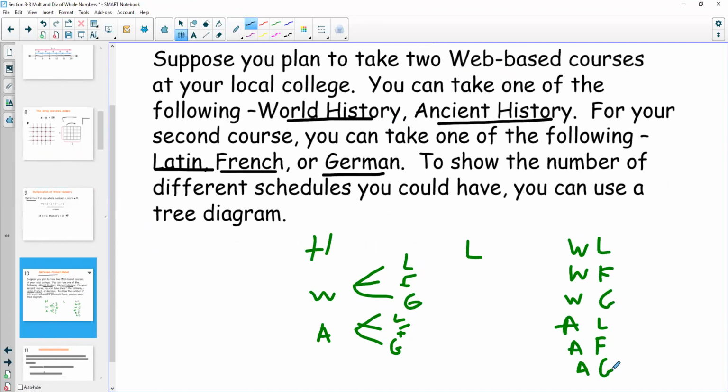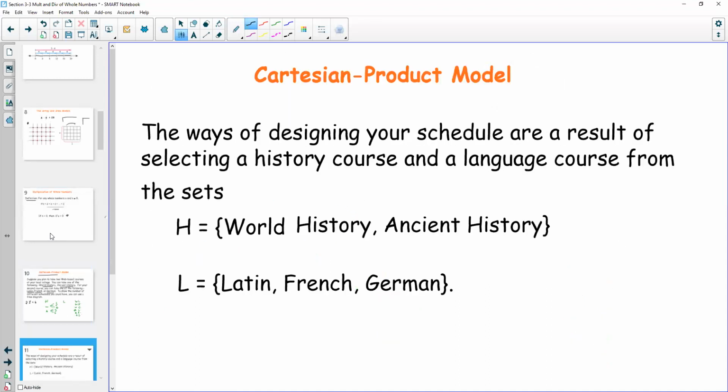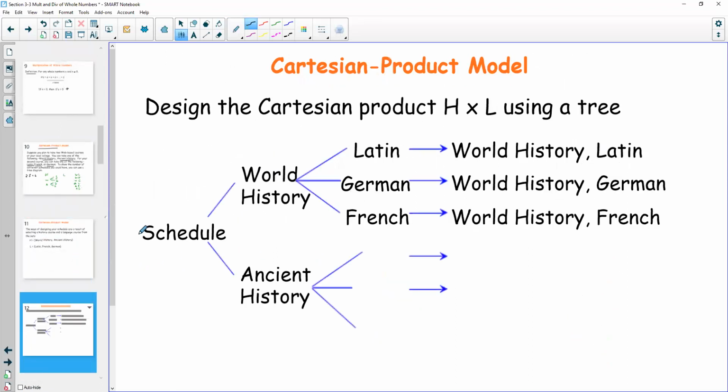How many products do we have? Well, we have 1, 2, 3, 4, 5, 6 different kinds of opportunities, right? That means that my 2 choices times my 3 choices got me 6 options, right? We know 2 times 3 is 6. This is just a different multiplication model. So we designed our schedule from those sets, and we made our tree diagram, right? We did that a minute ago.